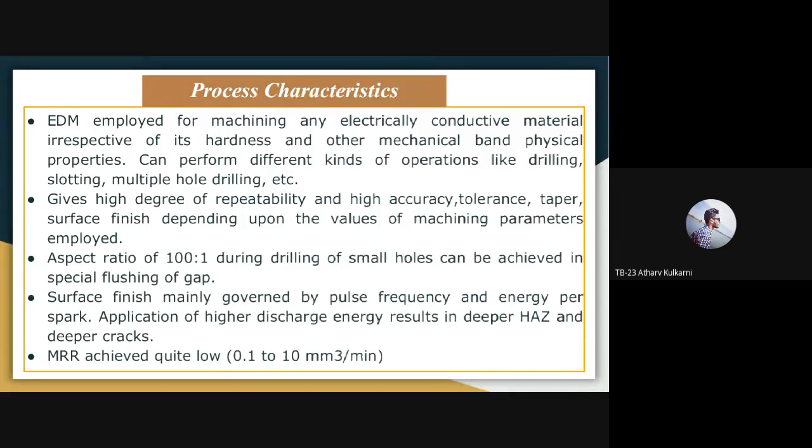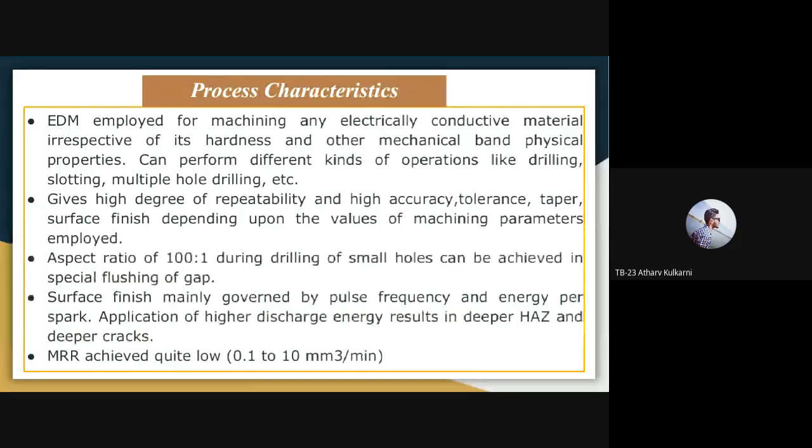Then next, it gives a high degree of repeatability and high accuracy as well as tolerance, taper, and surface finish, but it depends on the values of the machining parameters which you have employed. Then an aspect ratio of 100:1 during drilling of small holes can be achieved with special flushing of the gap. So this can be achieved using this EDM process. We are saying this as the process capability or process characteristic.